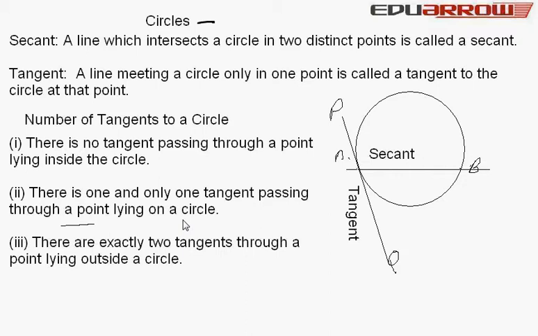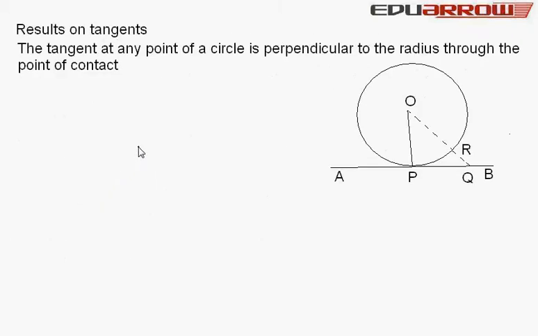Now we read results on tangent. The tangent at a point of a circle is perpendicular to the radius through the point of contact. OP is the perpendicular and divides the tangent APB.